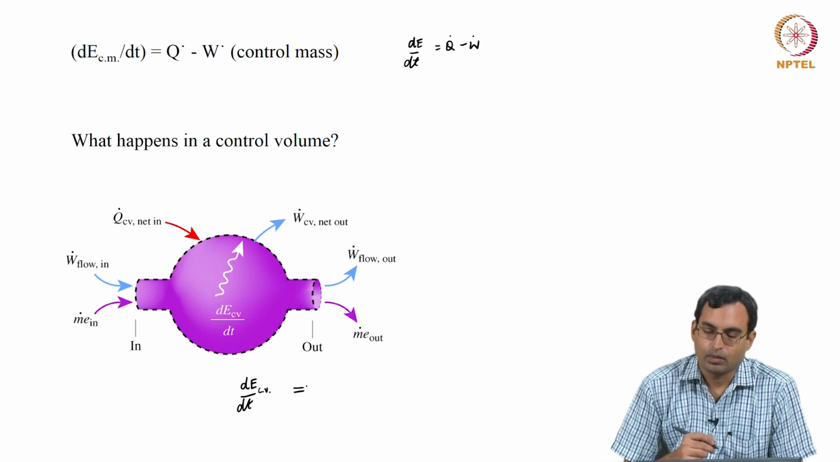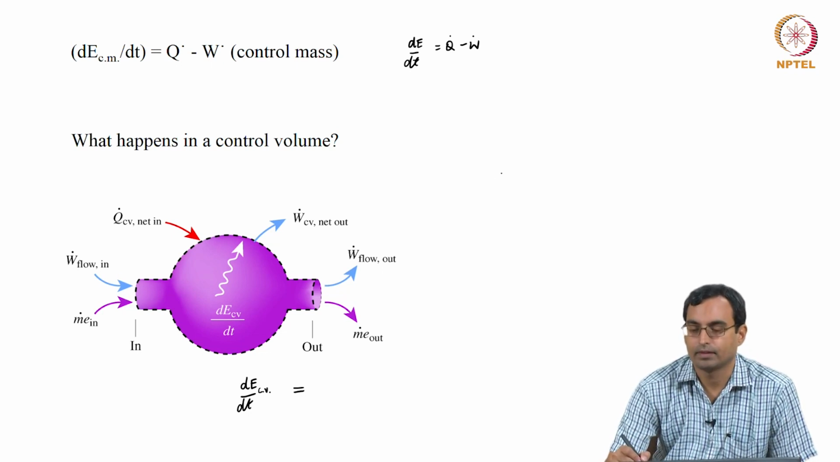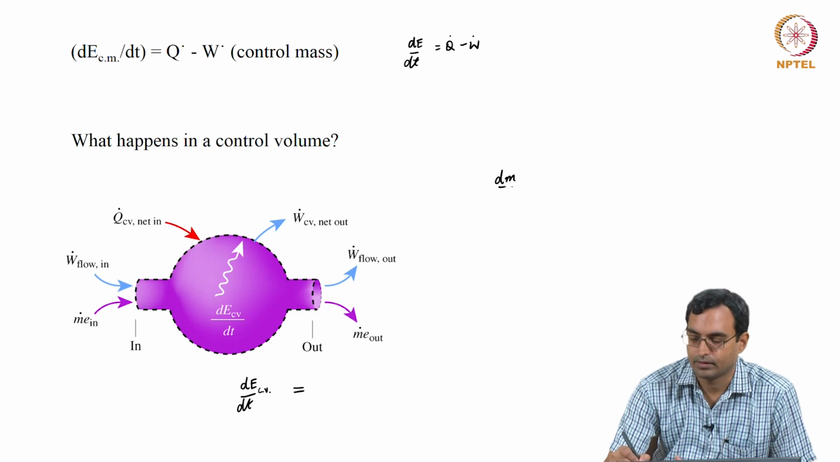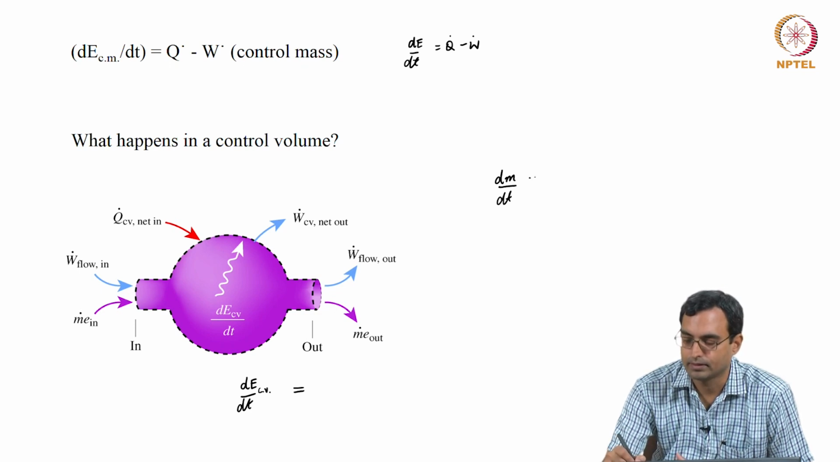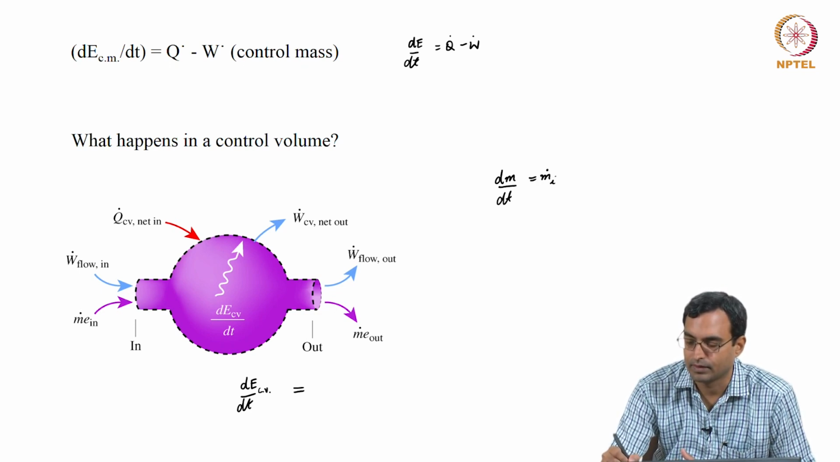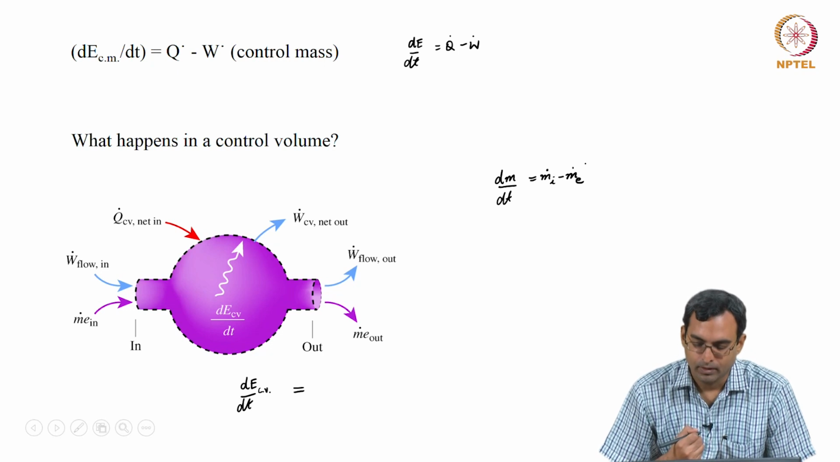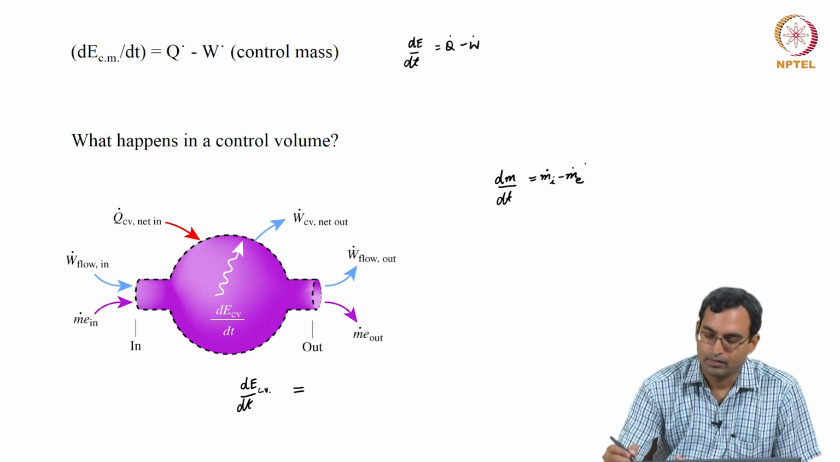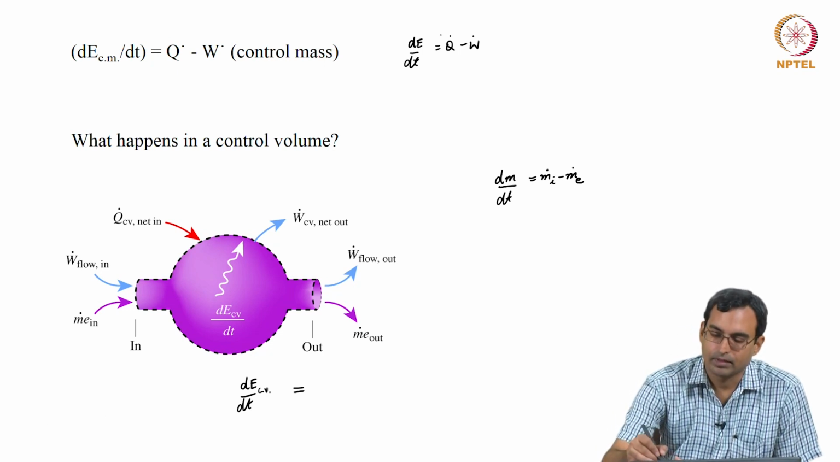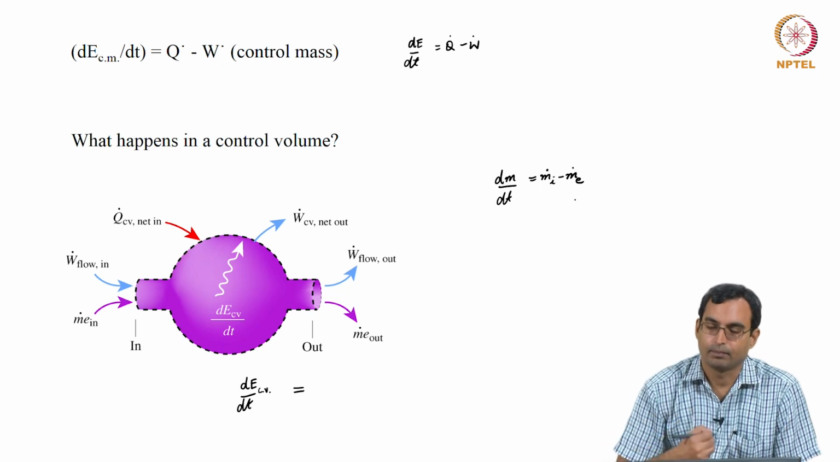So, what we said for the mass conservation, we said essentially if I have only one inlet and one outlet, we said it would be something of this form. Whatever is coming in, the rate at which mass is coming in minus the rate at which mass is going out. Over here, we would have a combination of this as well as these terms.